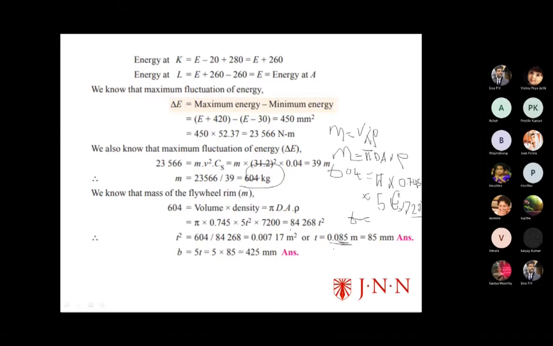0.0785 meter. But we want b also, b equal to 5 into t. Let b, the breadth of the rim, equal to 5 times the thickness. B equal to 5 into the thickness value 0.085. So finally you will get b equal to 425 mm. If you substitute 0.085, you will get the value in mm. In terms of meters, you will get 0.425 meter. 0.425 meter. Now clear?